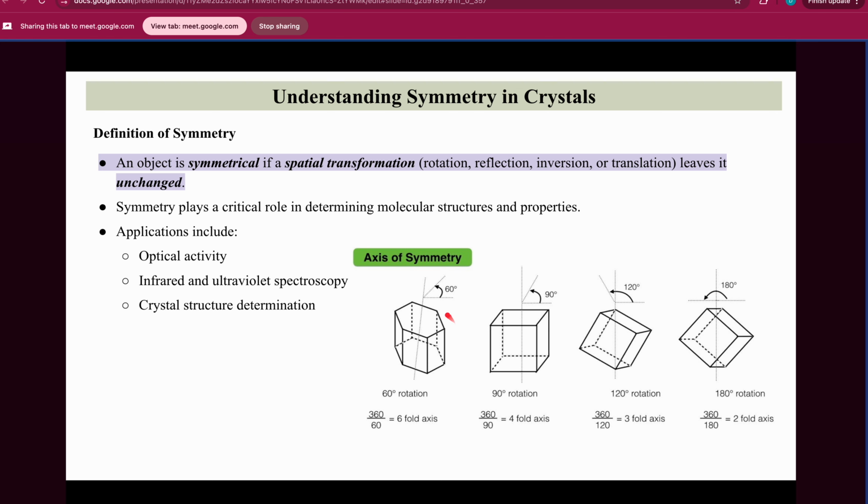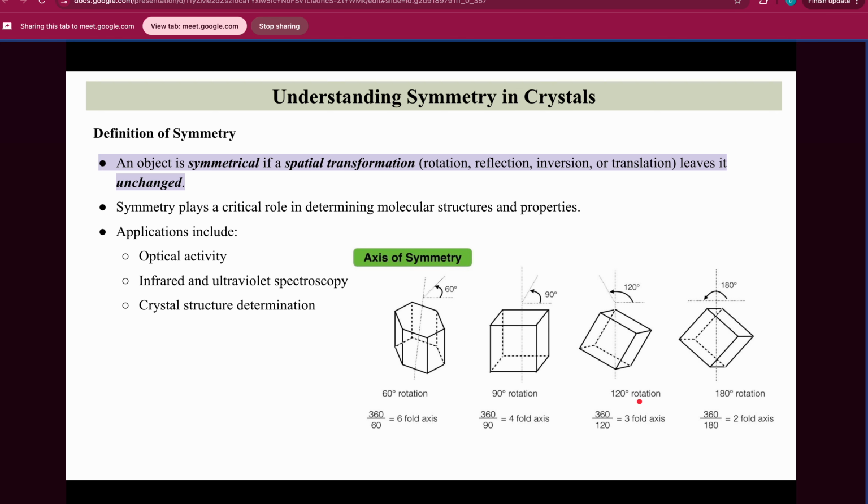For example, if I have a structure like a hexagon, there is a 60-degree rotation. Six-fold axis means if I rotate it by 60 degrees six times, it will come back to its original form. So this is known as a six-fold axis, or the 60-degree rotation. Then four-fold axis means I rotate something four times by 90 degrees. How do we calculate the angle? Simply, for each axis we divide 360 by 4, which gives the angle of rotation, 90 degrees. In a four-fold axis, I need to rotate something by 90 degrees four times to bring it back to the original form from where I started.